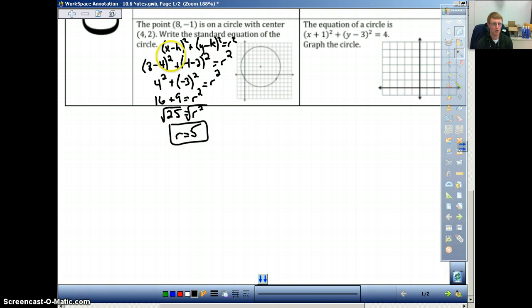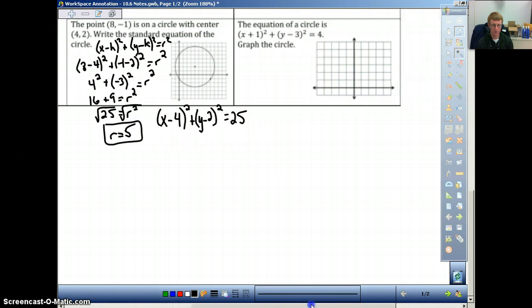Okay, so now that we have r equals 5, that's not our answer. We want the equation. So the equation will be with x and y in it, and we'll just plug in our h and k. So our equation should look like this. x minus 4 squared plus y minus 2 squared will equal our r squared, which was 25. Don't forget, don't make it equal to 5. Remember, it's got to be r squared. So if your radius is 5, then what's on the right-hand side there has to be 5 squared, which is 25.